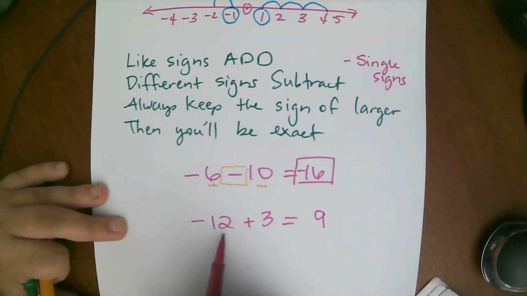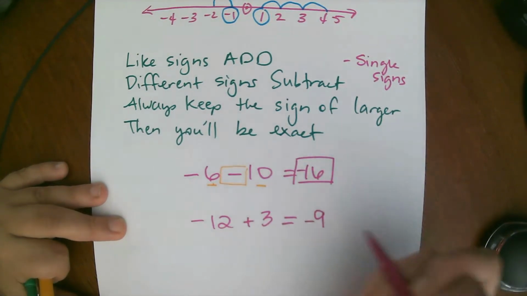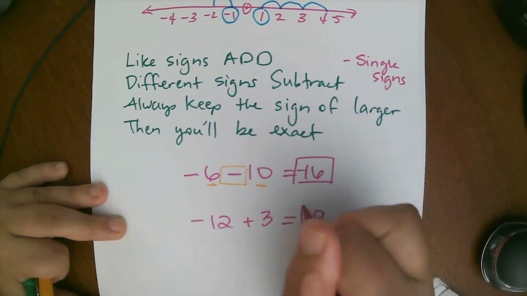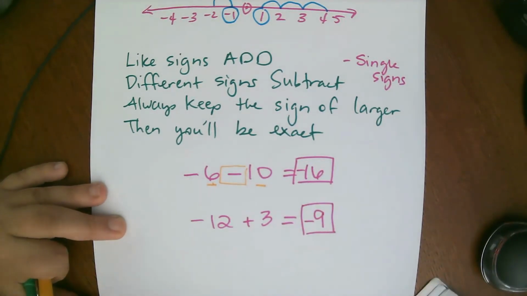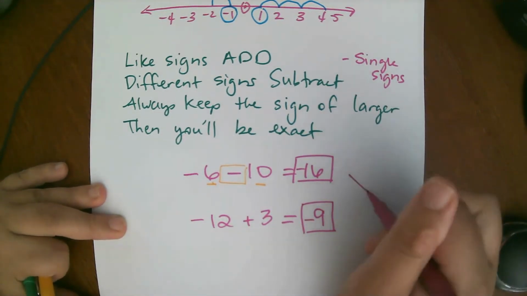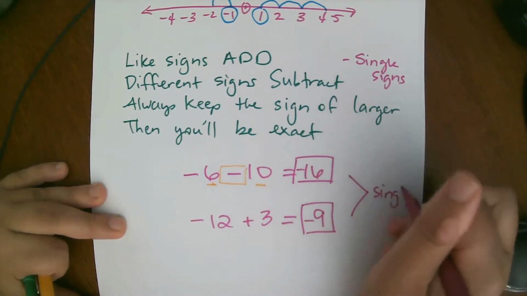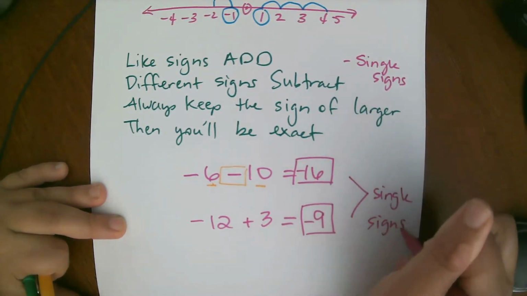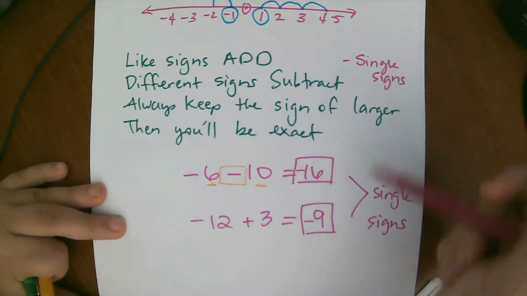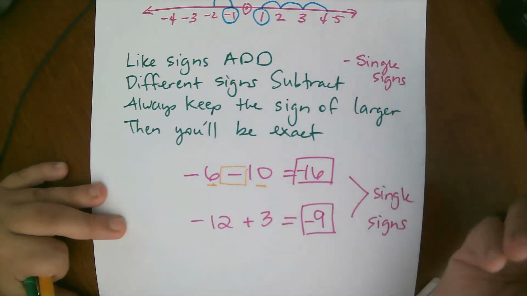We're not done. Always keep the sign of larger. Who's larger? Who's got the larger absolute value? So the largest absolute value here is that 12, right? And that 12 has got a negative in front of it, so that's the sign that's going with the 9. Okay, so that's how we use this song with single signs.